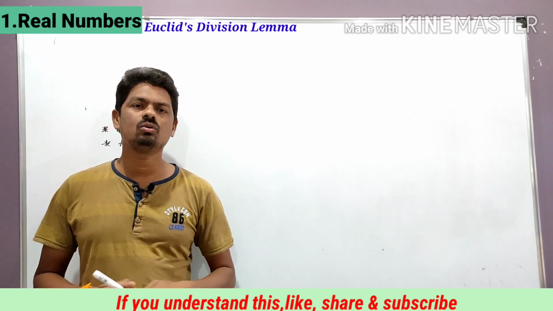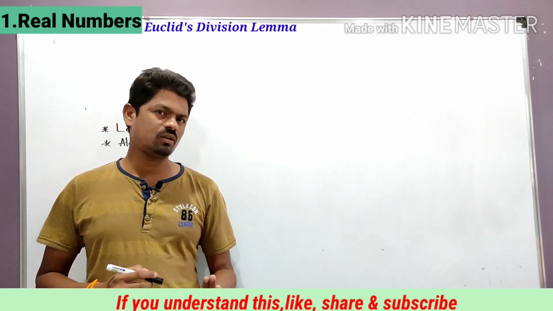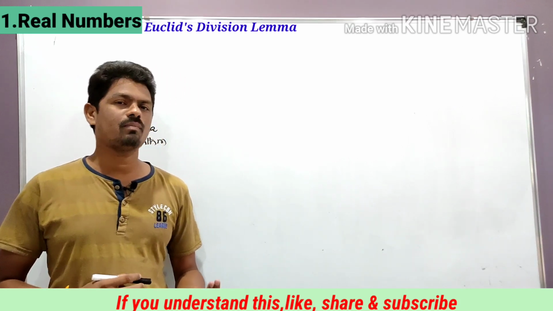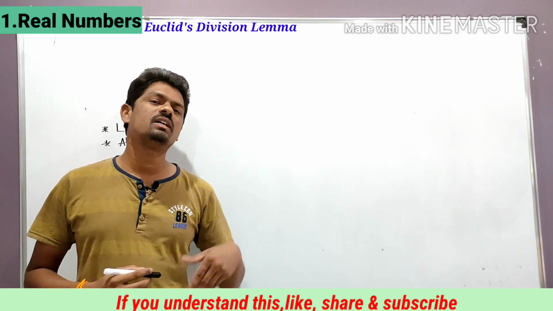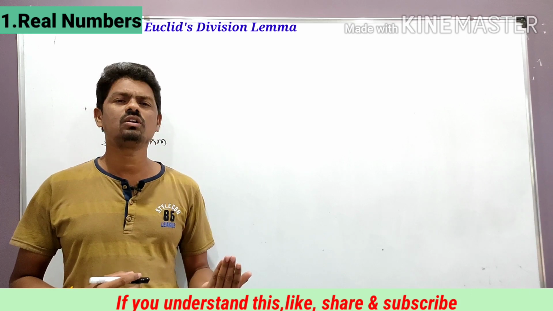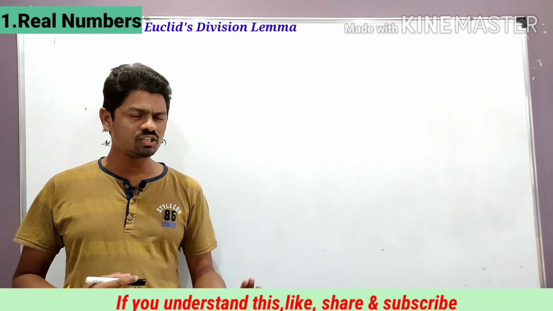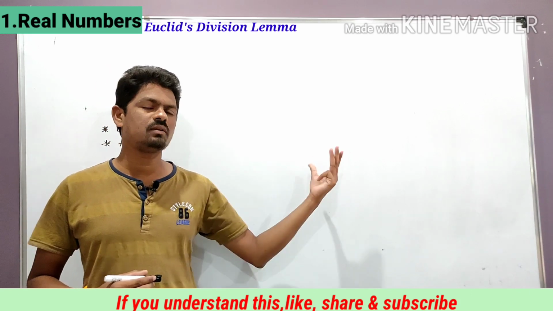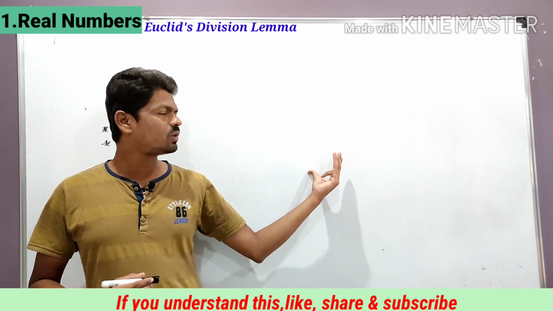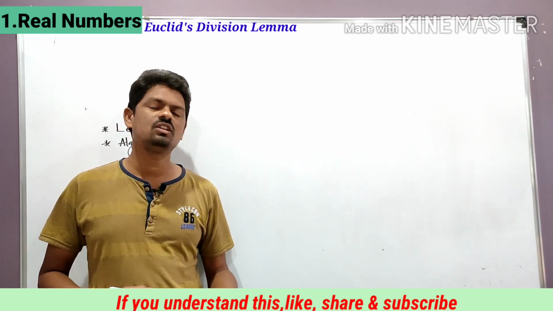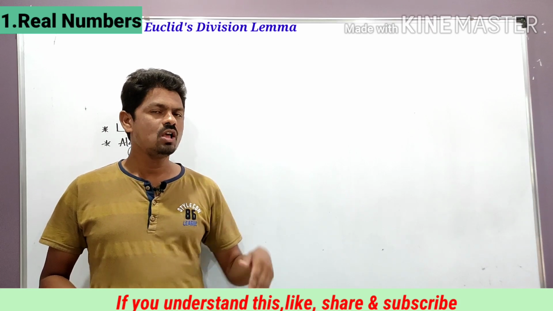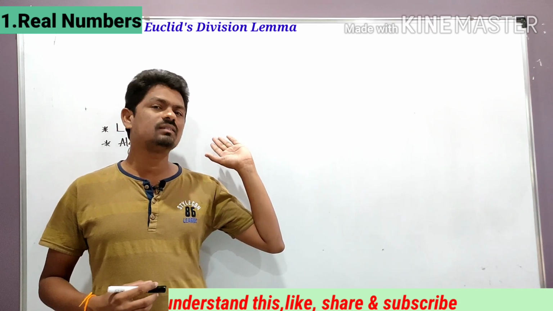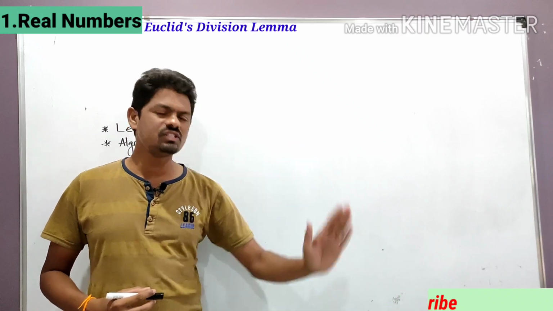Now we have to discuss the statement of Euclid's division lemma. It is based upon the division rule. What is the division rule? Dividend is equal to divisor into quotient plus remainder. That is the division rule. Euclid's division lemma is based on the division rule.